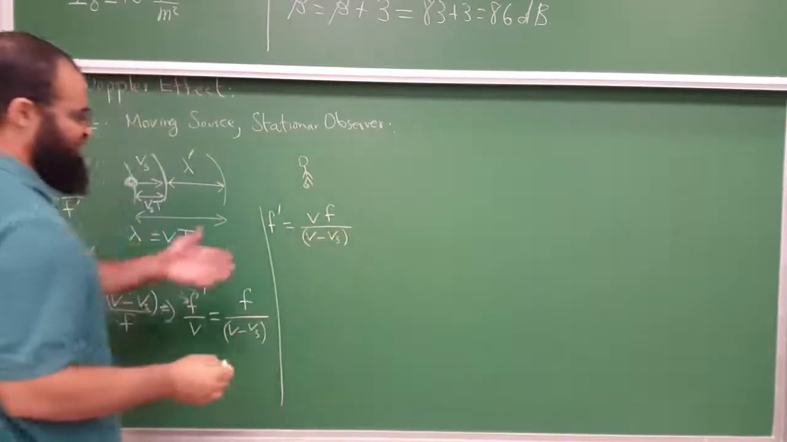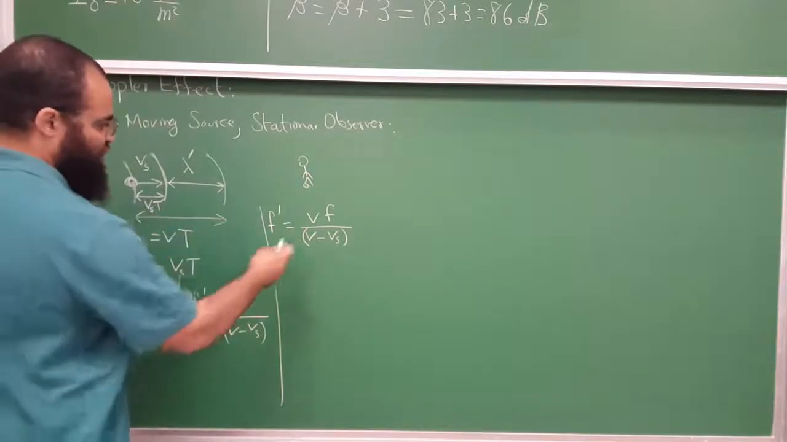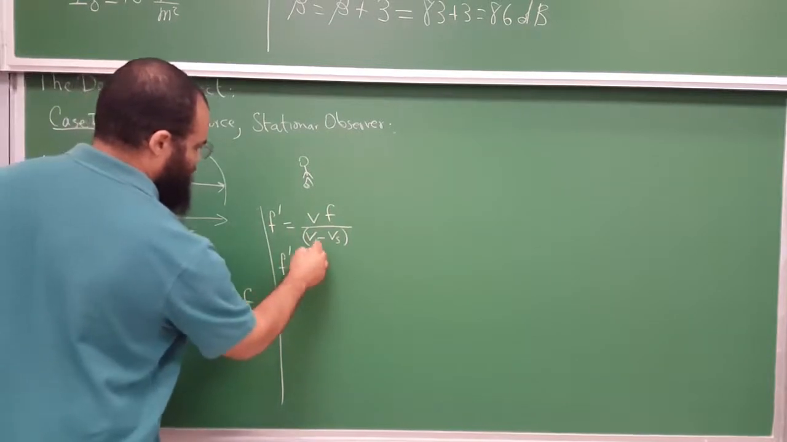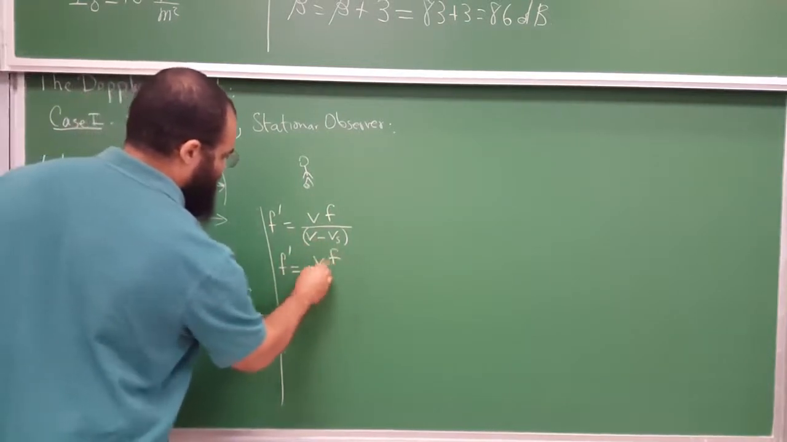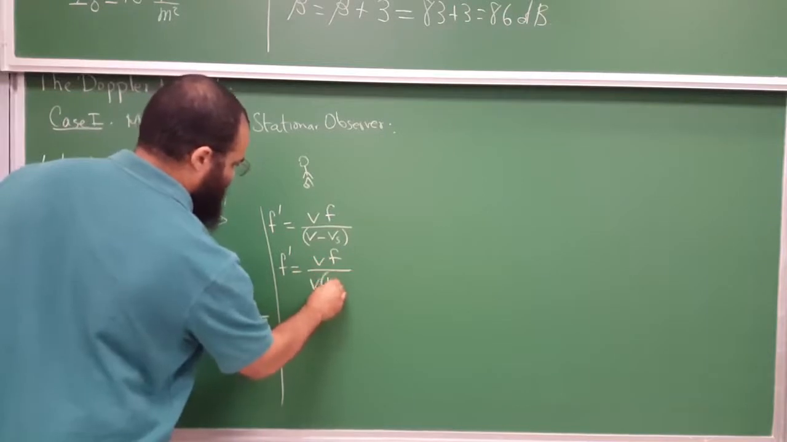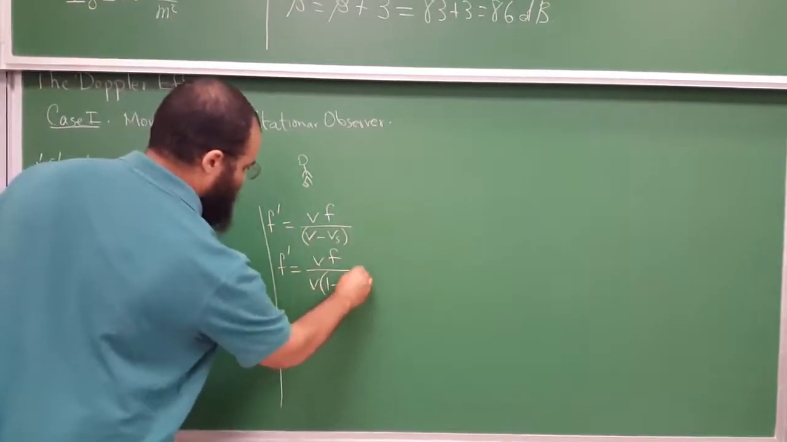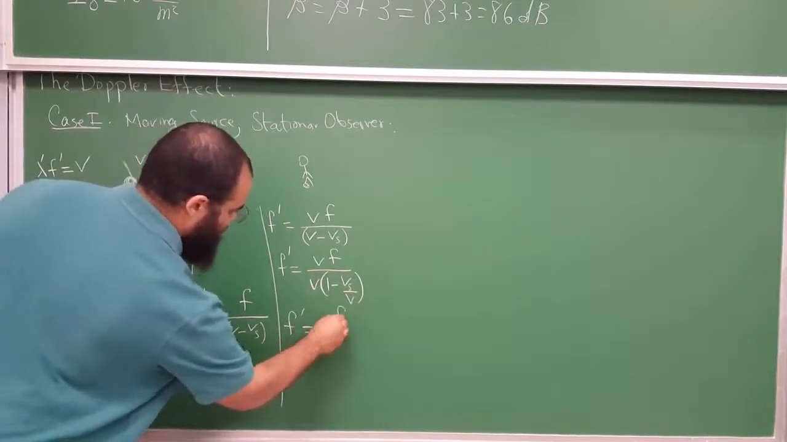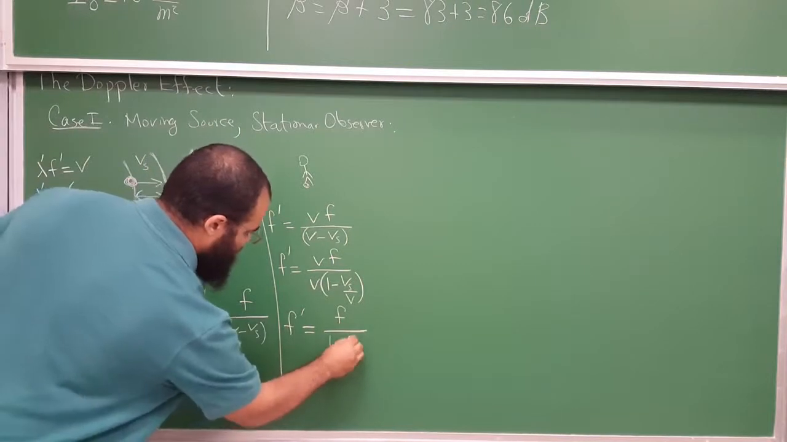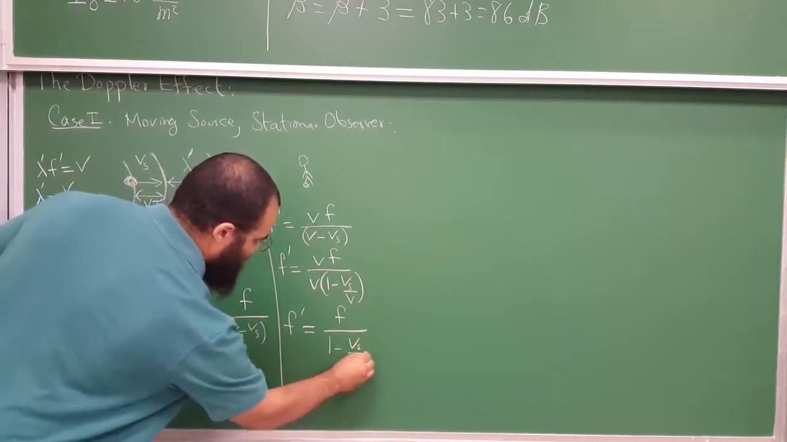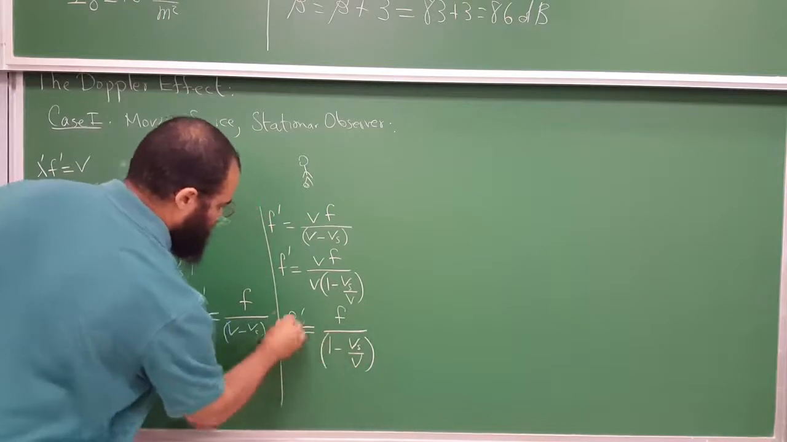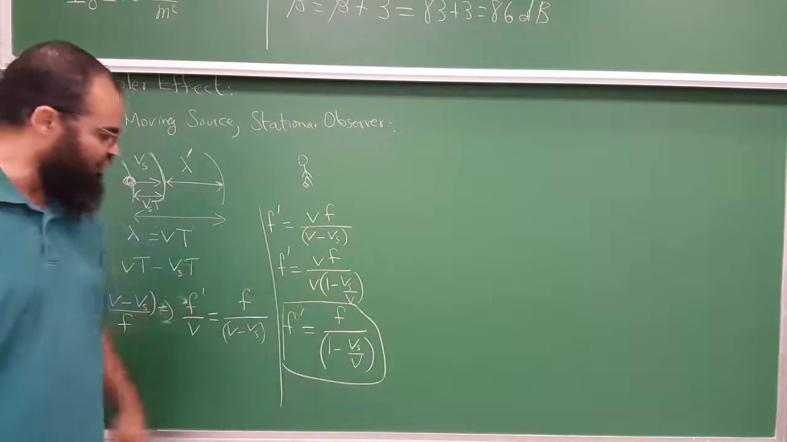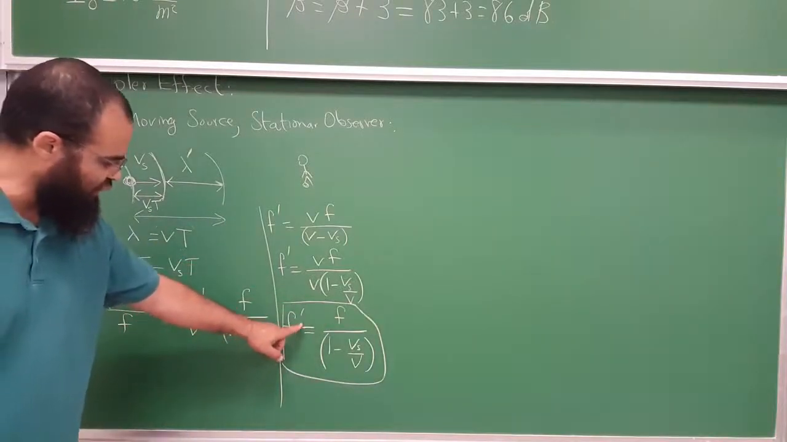And the next cosmetic change we will do to it, we're really done. I'm going to just factor out the V, the speed of sound. So I get F prime equal to Vf divided by V times 1 minus Vs divided by V. And so you get F prime equal to F over 1 minus the source speed divided by the speed of sound. And this is it. This is when the source is approaching the observer. The observer will hear a frequency that is higher.